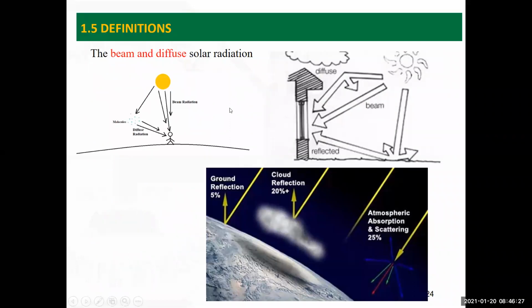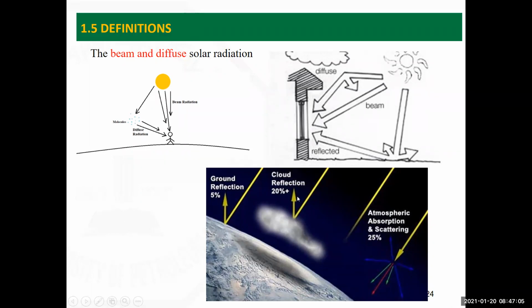This is an illustration of that. Beam radiation: this is the sun, and this is a person on the earth. So direct radiation is called beam radiation. Diffuse radiation is when the direct radiation falls onto molecules, and the molecules absorb part of it, and the rest is reflected to the person. So the person, or any surface in general, is receiving a total radiation. Part of it is beam radiation, part is diffuse radiation, and what he is receiving is the summation of both of these, this plus that.